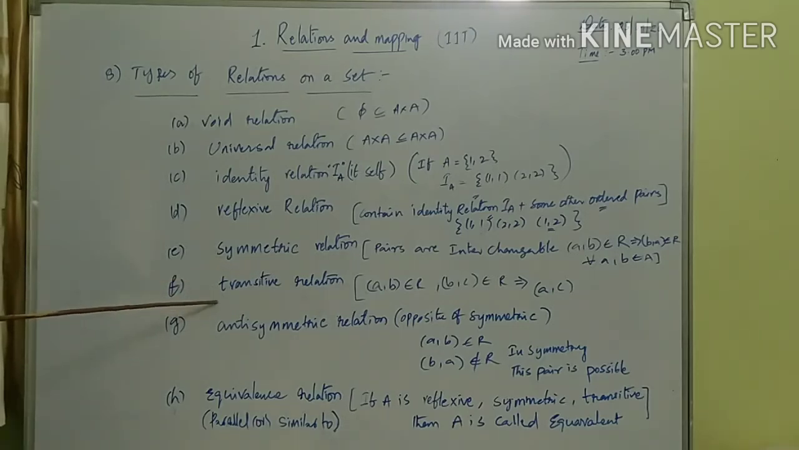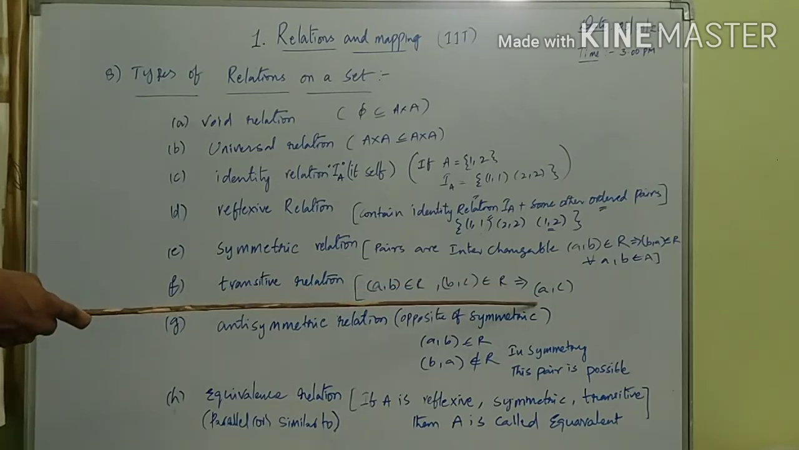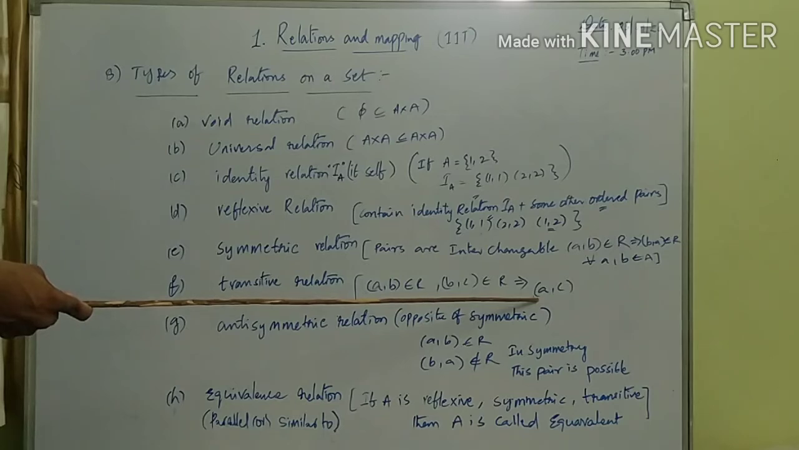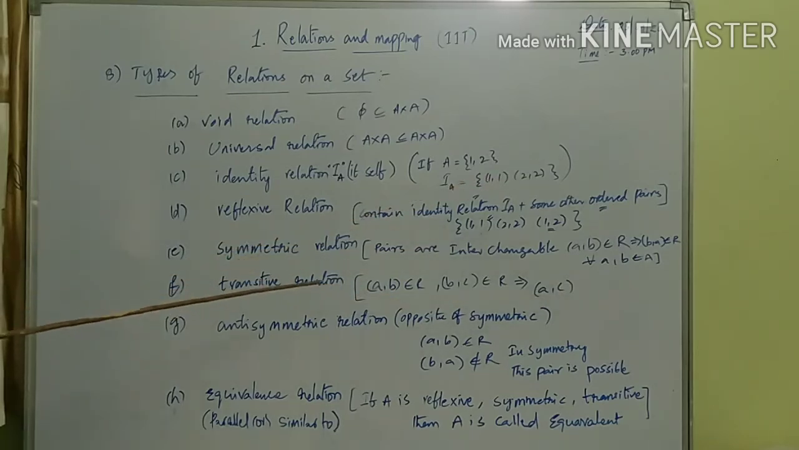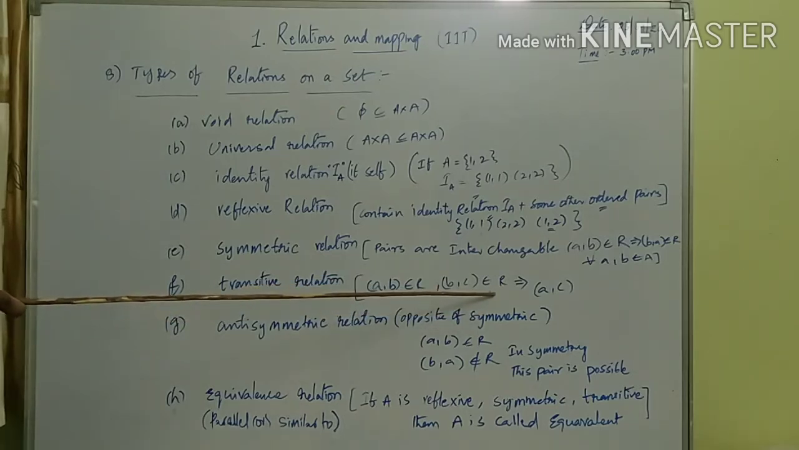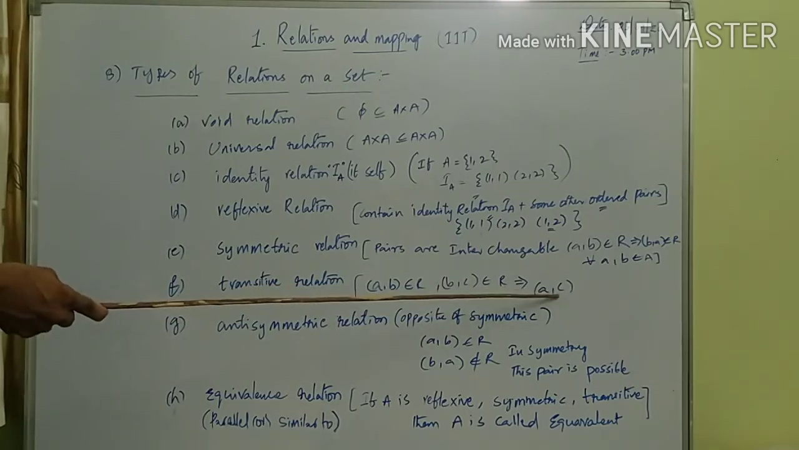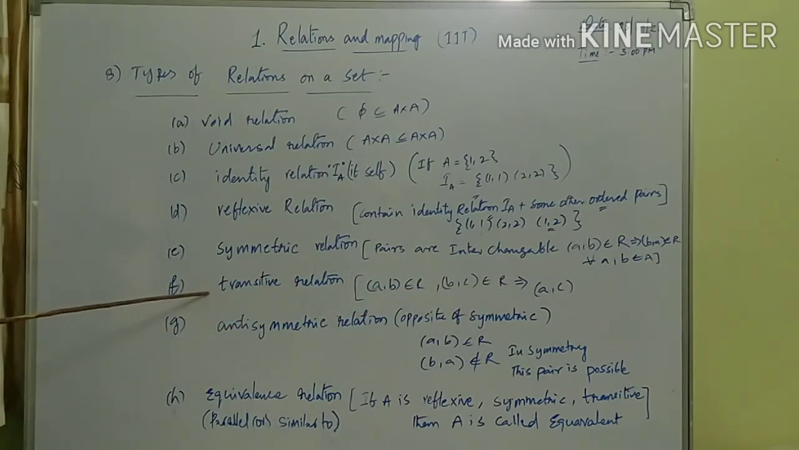So transitive relation. Transitive relation means if the ordered pair A comma B belongs to R and B comma C also belongs to R, then that implies A comma C also belongs to R. This type of relation is called a transitive relation. Once again I repeat, A comma B belongs to R and B comma C also belongs to R implies A comma C also belongs to R, and this is called a transitive relation.